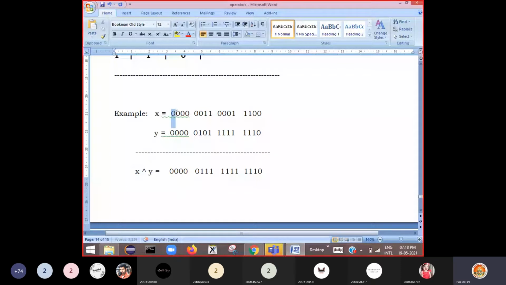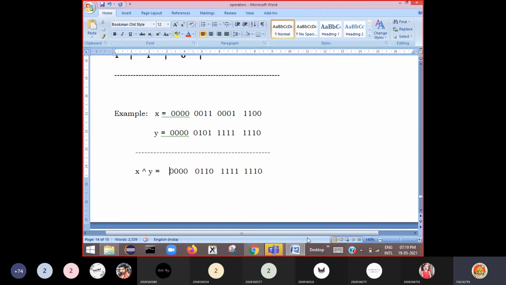Now see here, all the 4 bits are 0, 0. If the bits are 0, then the result is also 0. So that's why you will get the first 4 bits as zeros. Now coming to this 0 and 0, both are 0. 0 exclusive OR 0 is 0. If the two bits are same, the result is 0. Here 0 and here 1, the bits are different, so you will get the result as 1. 1 exclusive OR 0 gives 1. Now see here, 1 exclusive OR 1, bits are the same, so you will get the result as 0.